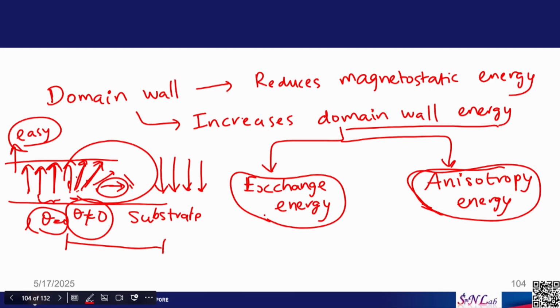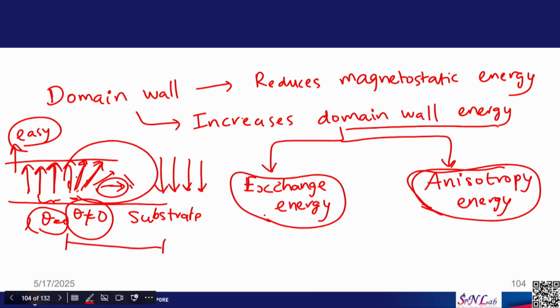So, when you form a domain wall, when you form many domains, the domain walls also need some energy, which increases the energy. Exchange energy increases, anisotropy energy increases.